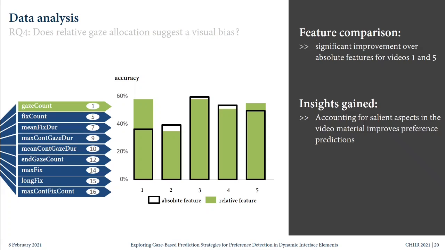Looking at our best performing feature, the gaze count, we found a significant performance improvement over absolute features for 2 out of the videos. So we concluded that accounting for salient aspects in the video material does improve predictions.